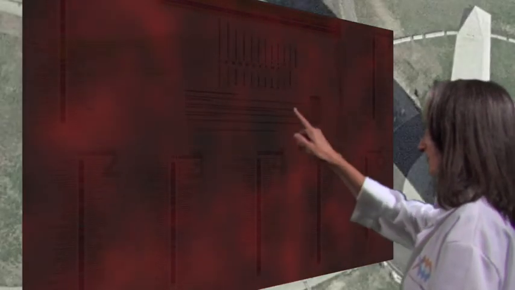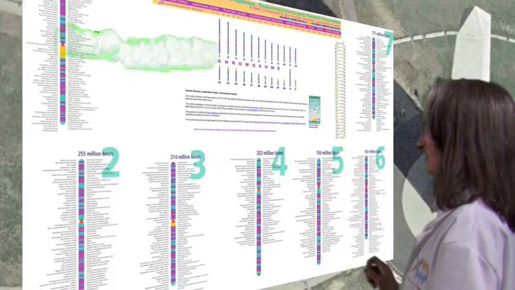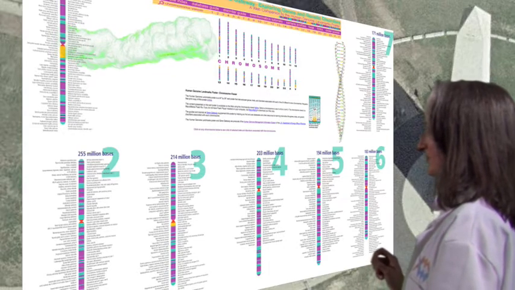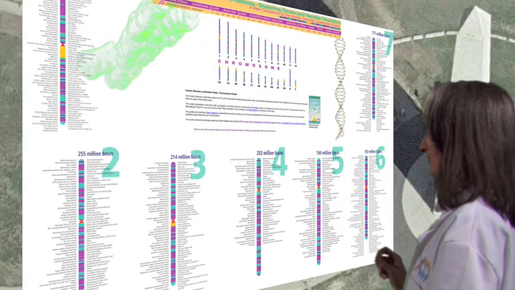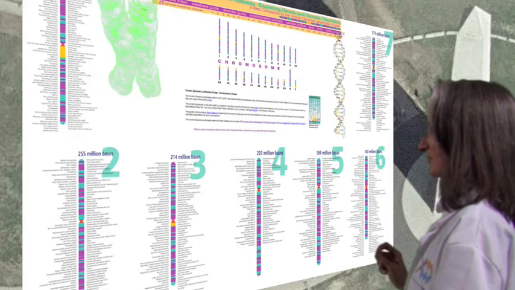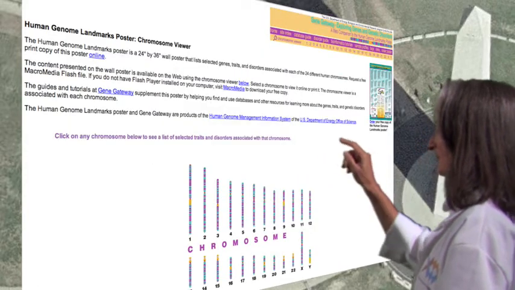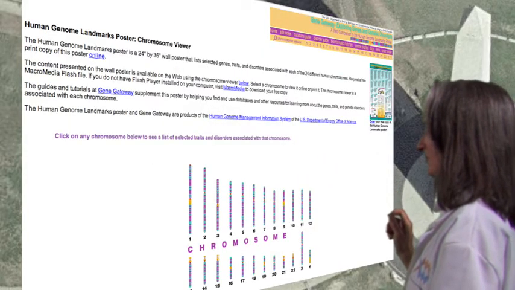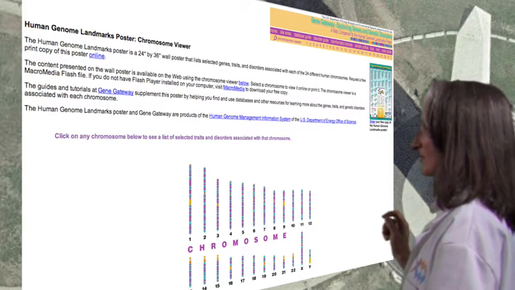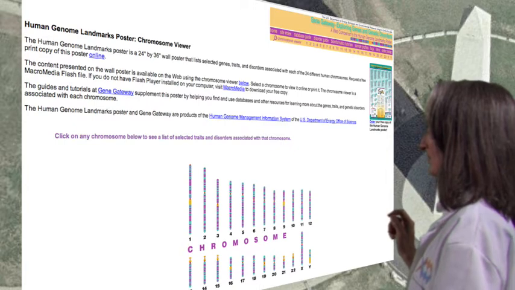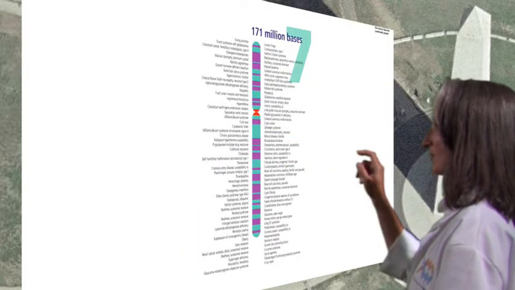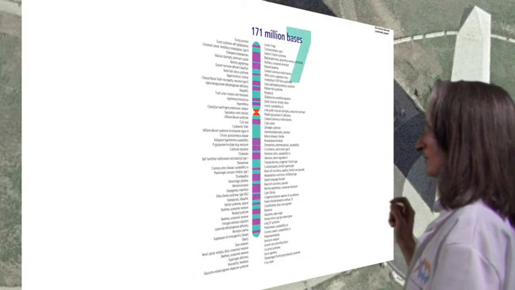The US government maintains a website with much of the current information about genes, chromosomes, and proteins. In the section labeled Chromosome Viewer, you can select a chromosome and see how many base pairs or letters are on the chromosome. When you get to the web page for each particular chromosome, you can see a list of traits and disorders associated with genes on that chromosome.